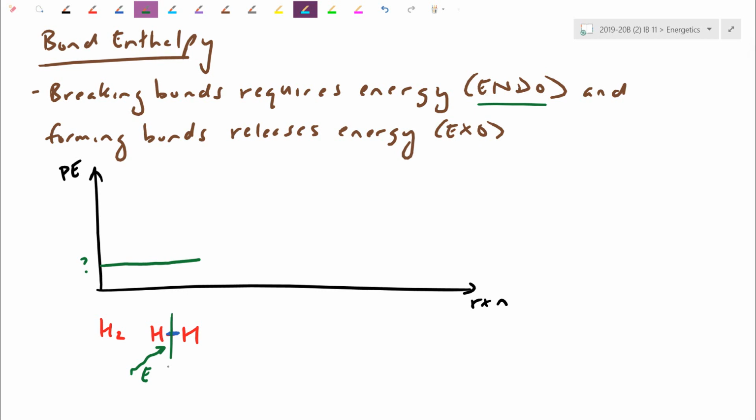Let's say we separate them completely in 2, so we end up with 2 H radicals. In chapter 4, we called that homolytic fission. We knew 2 electrons make up a bond. Let's imagine ripping it up evenly so that 1 electron goes to each neighbor.